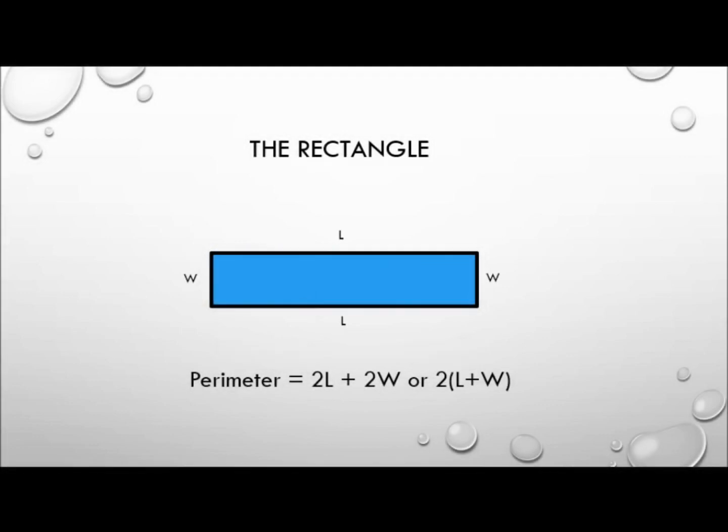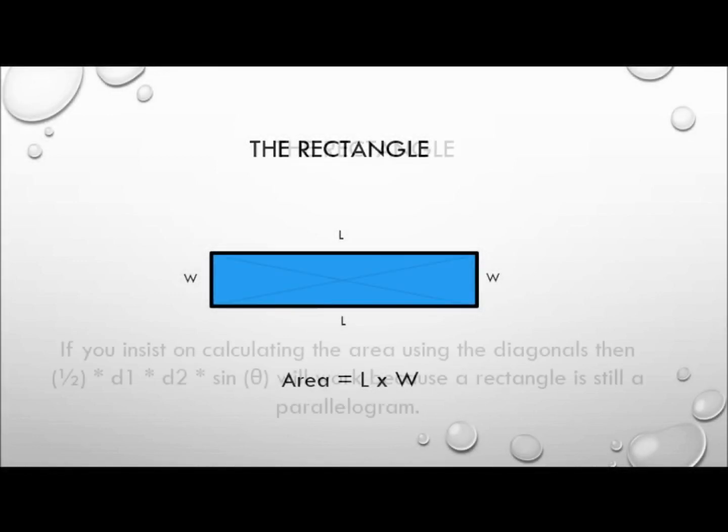The perimeter of a rectangle is 2 times the length plus 2 times the width, or 2 times the sum of the length and width, although you can just go round the outside adding up the various measurements. And the area is the length times the width.